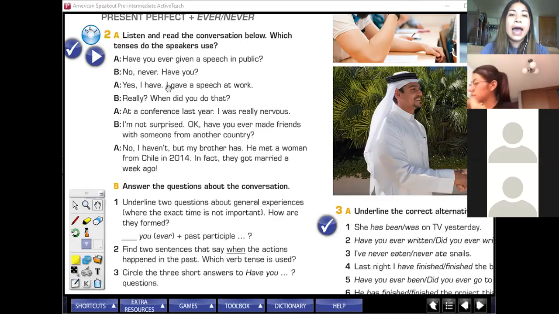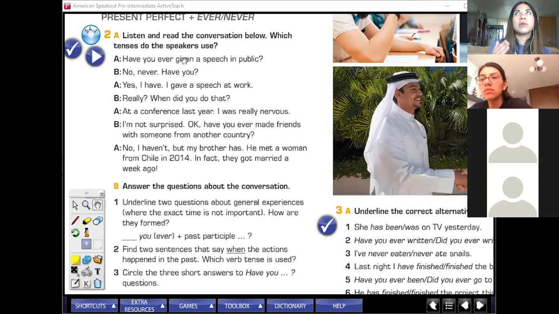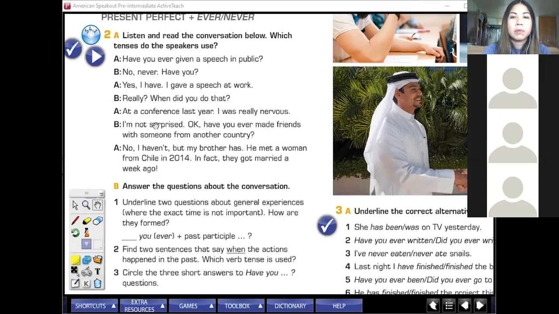And then he says, I gave a speech at work. Now, what is this, I gave? Is it present or past? This is past. When you give additional information, now you explain in simple past. Really? When did you do that? Observe that your question is in past. When did you do that? And specifically, I answered at a conference last year. And last year, it's over. It's something that's finished. That's why we use present perfect for experiences. And when we give more information, when we give a specific time, you have now simple past. Simple past for specific time and specific information, and present perfect for experiences during all your life.